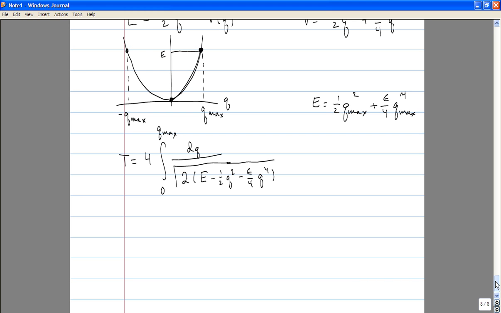I multiplied by 4 because of the following. If I want to compute a full period, which is the time for starting at Q equals Qmax to undergo one full oscillation to minus Qmax and then back to Qmax, it's easier for me to do the integral just from 0 up to Qmax. So yeah, I did that. I could have done twice the integral from Qmax to minus Qmax, but it's easier this way. So that's just a way of simplifying the calculation. Okay, so let's do that.